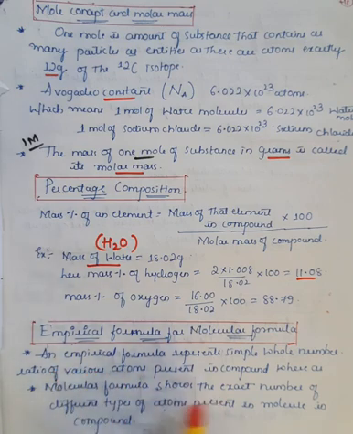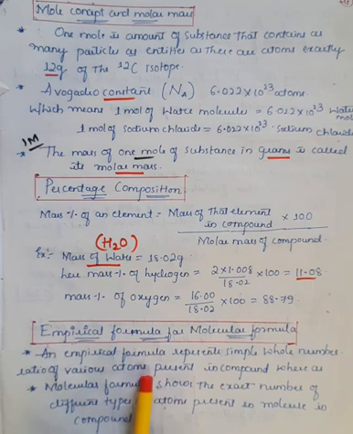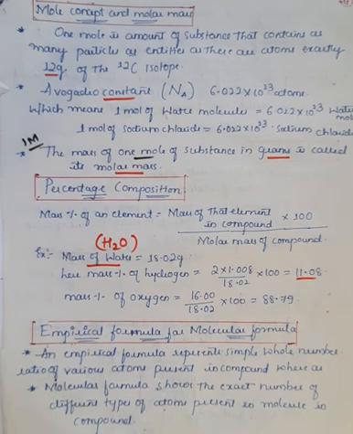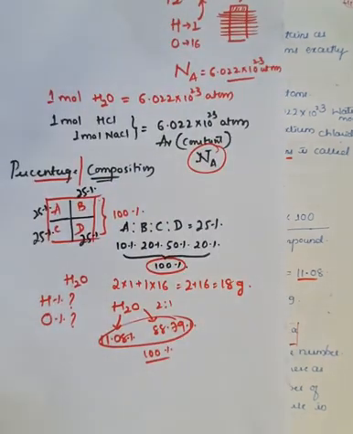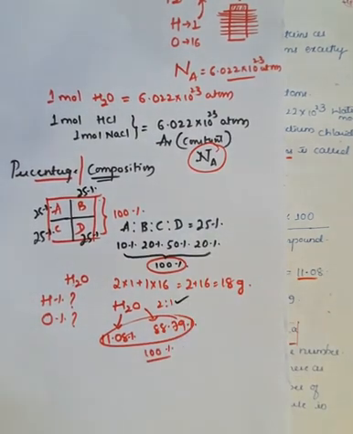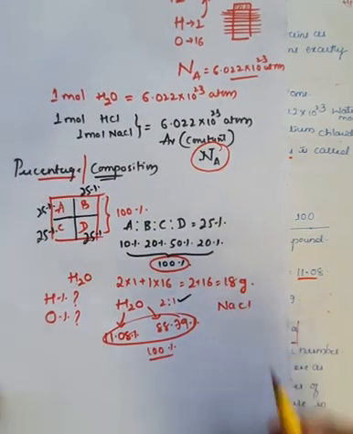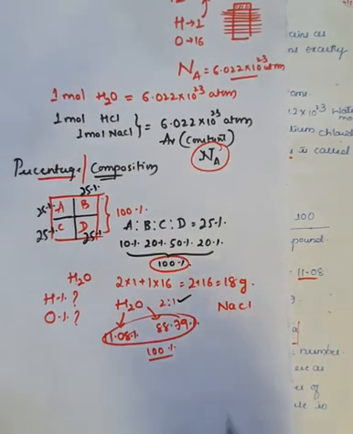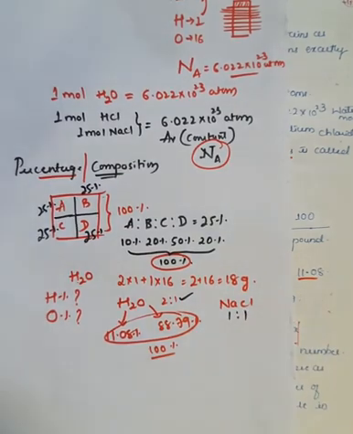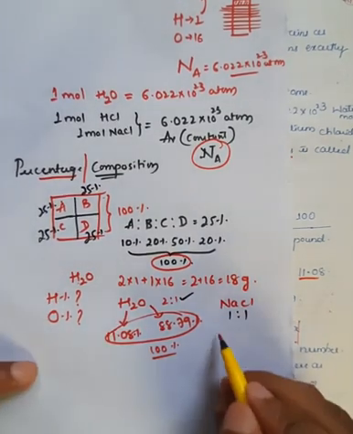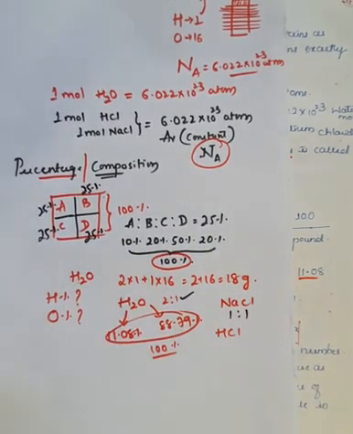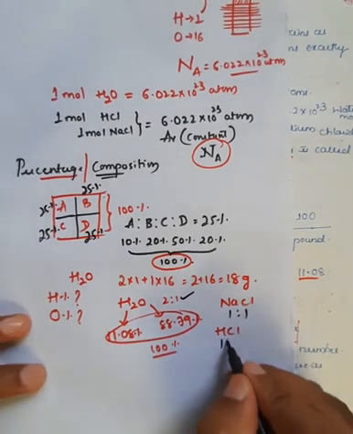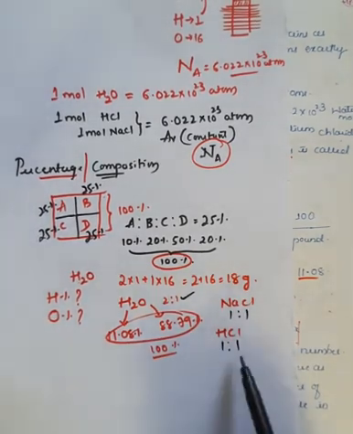So empirical formula represents the simple whole number ratio of the various atoms present in the compound, right? Here I have taken H2, which is made up of hydrogen in the ratio of 2:1. If I take NaCl, it is in the ratio of 1:1, one sodium and one chlorine. HCl is also in the ratio of hydrogen 1 and chlorine 1, right? So this is a simple whole number.